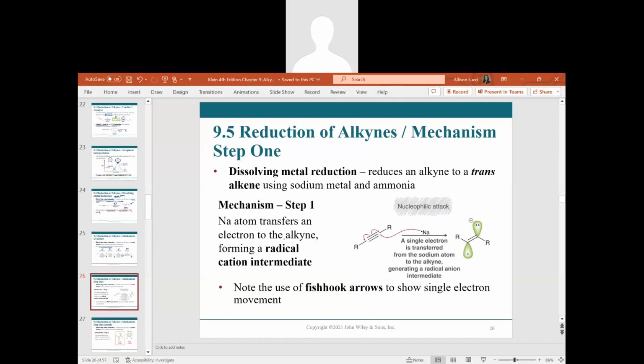I'll move through this kind of quickly because we just looked at the steps, but the first step, remember, gives us a radical intermediate here, this radical anion intermediate, rather. Oh boy, that says cation here. So this should be anion, so I apologize. I'll update that in the slides for you. And then we have fishhooks used, so that's good to note as well.